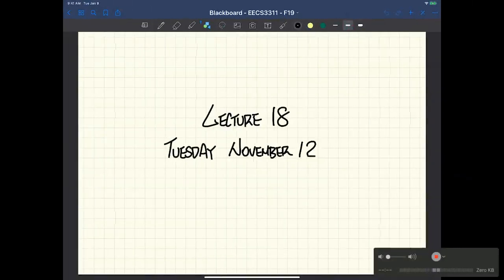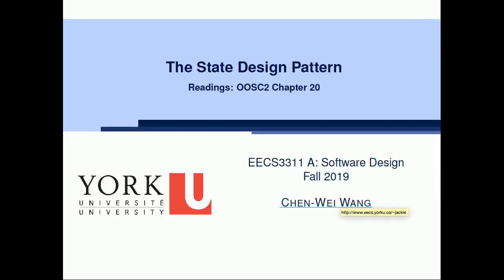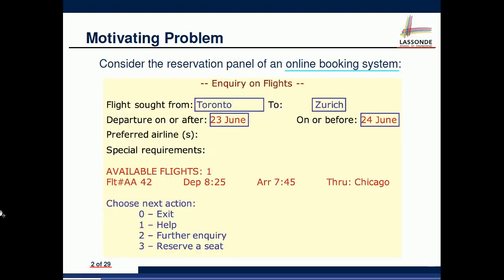Right. So today the plan will be we'll try to finish the state pattern. We only introduced to you the problem last time. The problem basically is whenever you want to solve some interactive system. The one we're going to go over today for illustration purposes will be some flight reservation system. But any interactive system will be applicable.